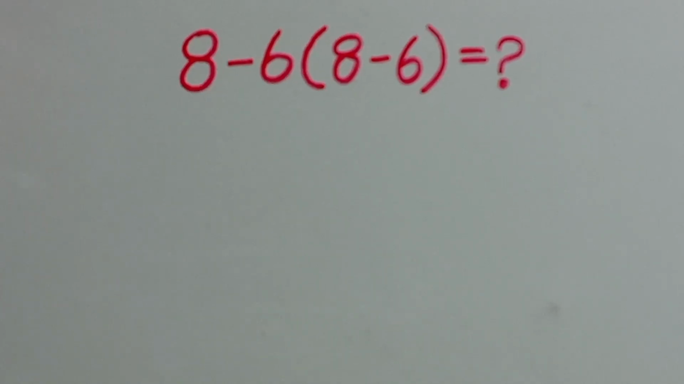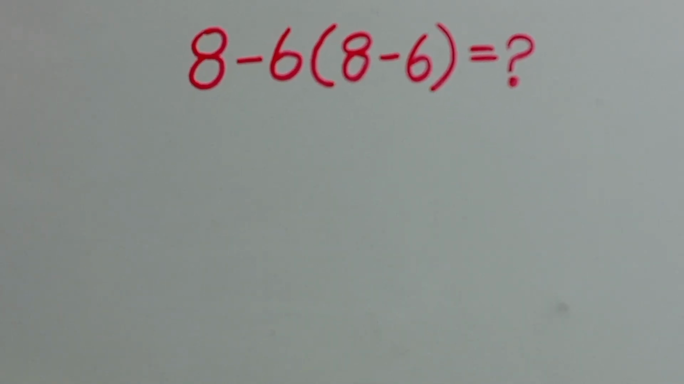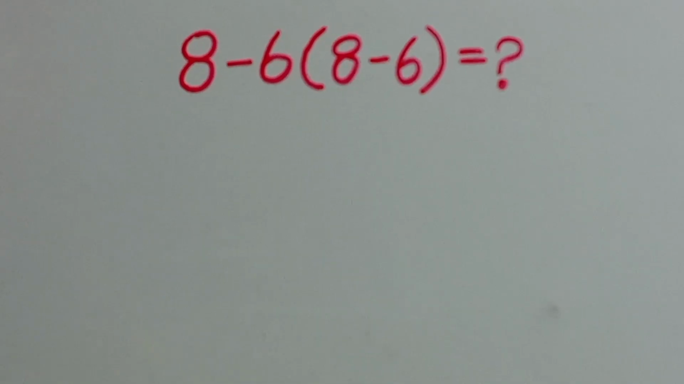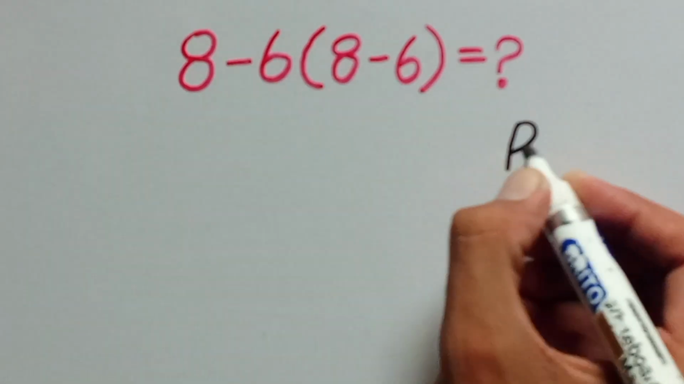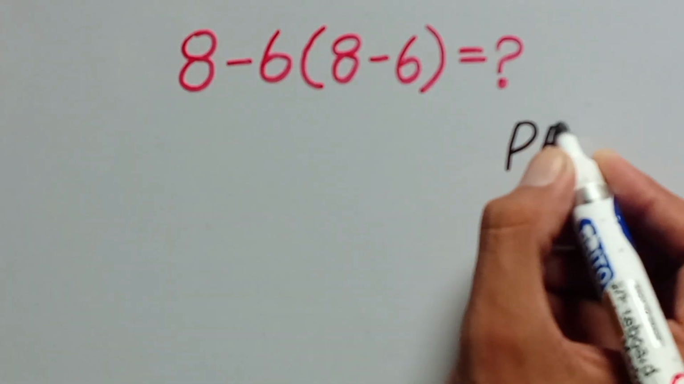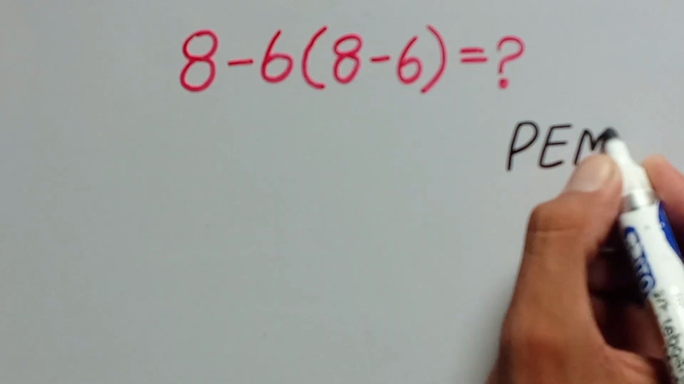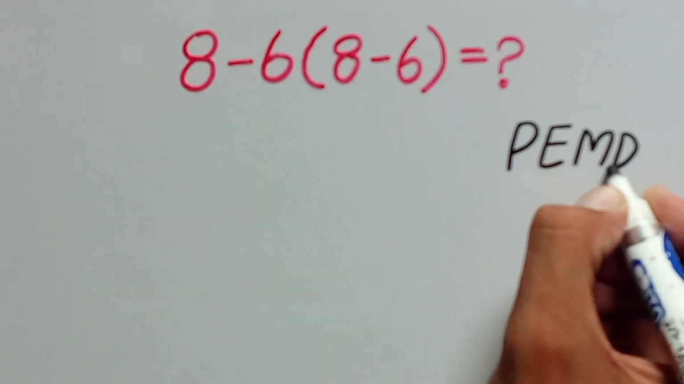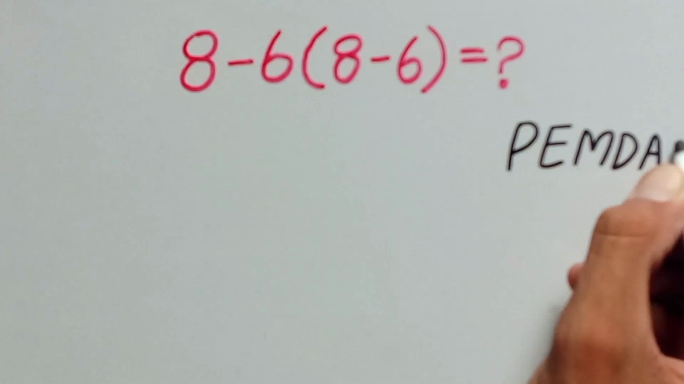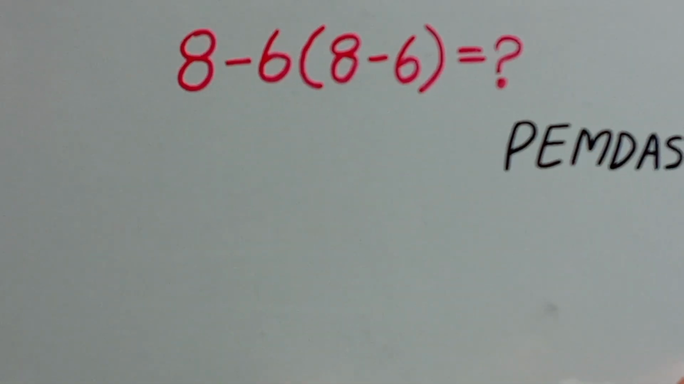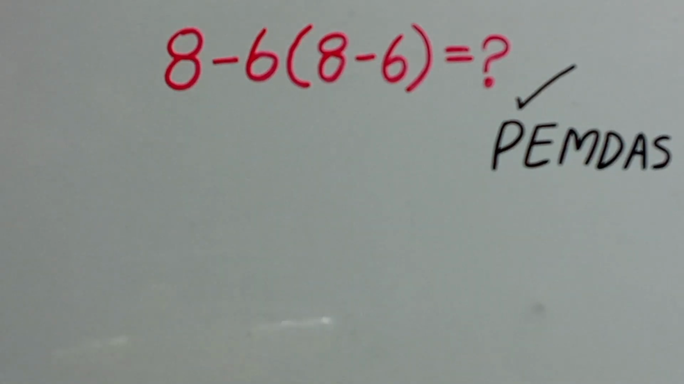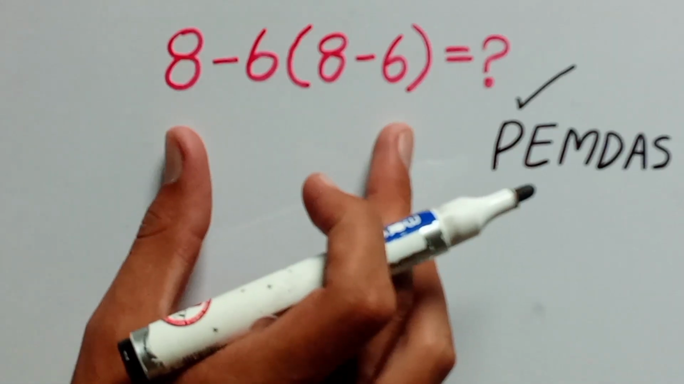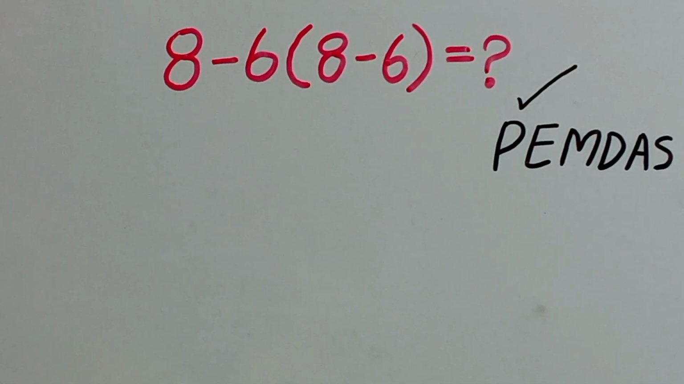So don't skip this video, because in this video I will explain the order of operations rule, which is called PEMDAS, where P stands for parentheses, E stands for exponent, M stands for multiplication, D stands for division, A and S stand for addition and subtraction. In PEMDAS, parentheses have higher priority than other operations. So in this question, firstly we solve the parentheses.